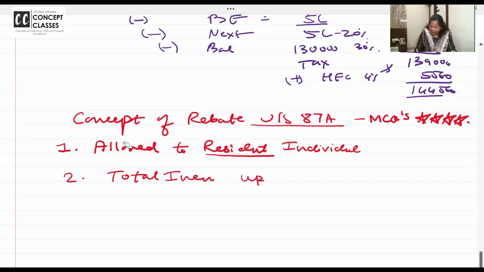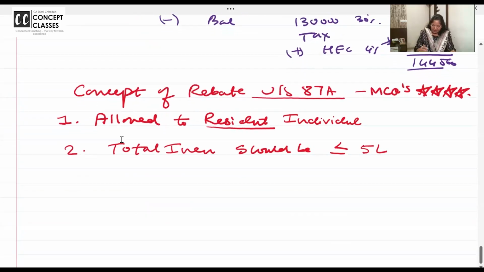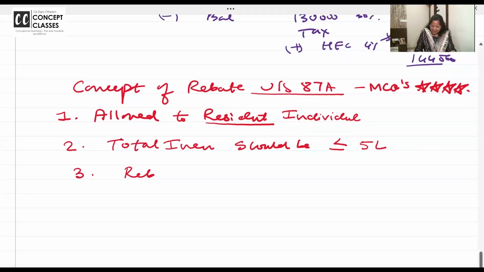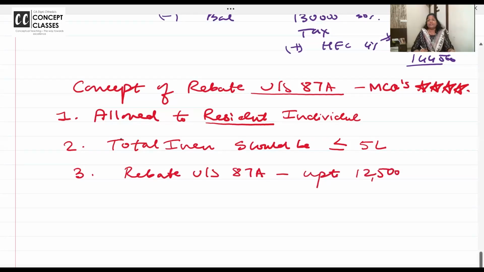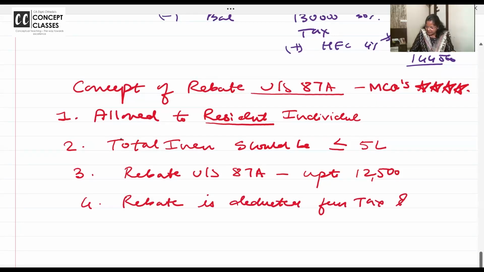Total income should be less than or equal to 5 lakh. All the heads, all the 5 heads, you are a chota mota SSE. Then rebate under section 87A is allowed up to 12,500. Fourth point: rebate is deducted from tax, and on the balance tax, health and education cess 4% is added.